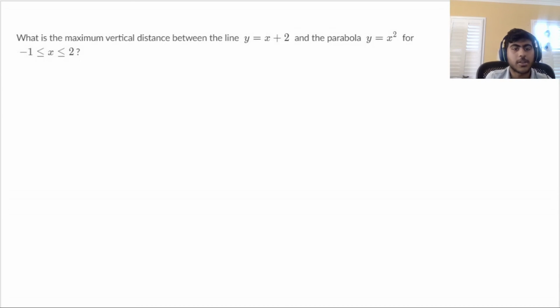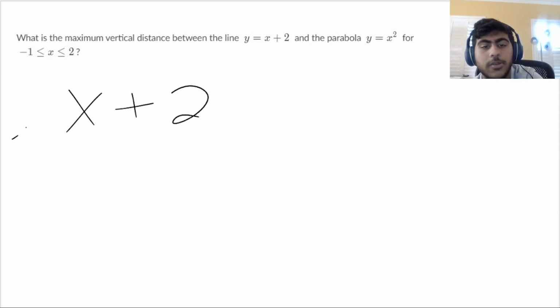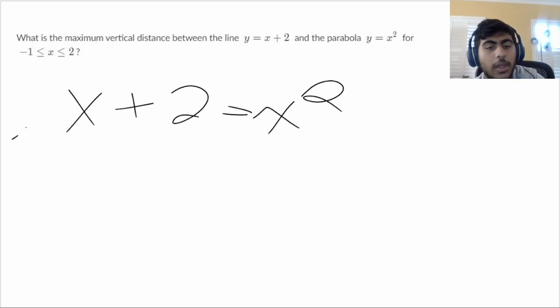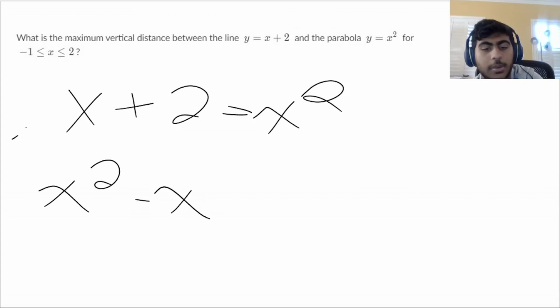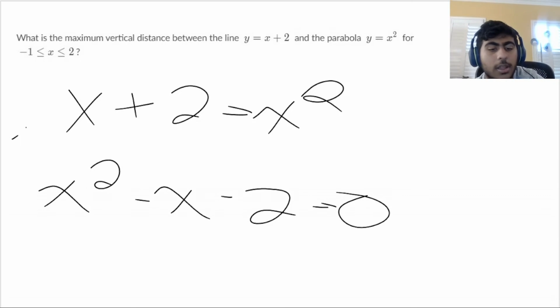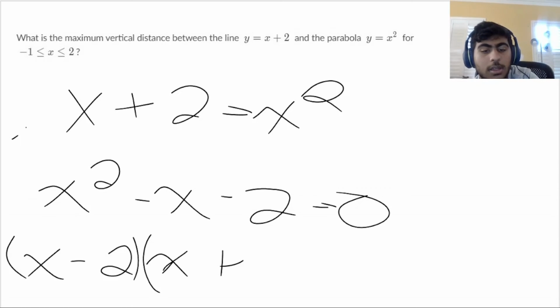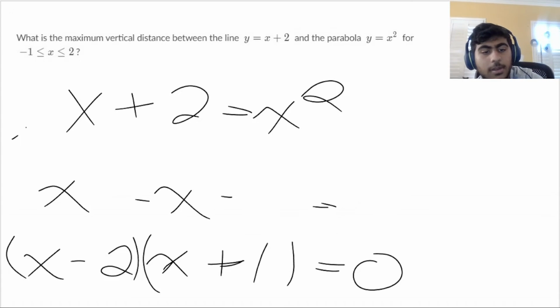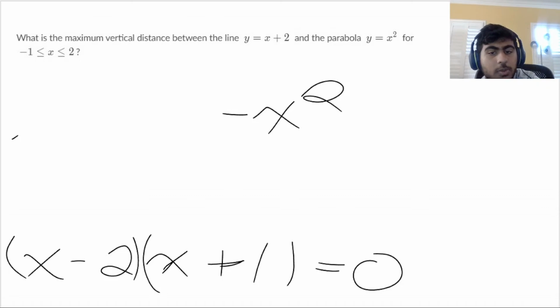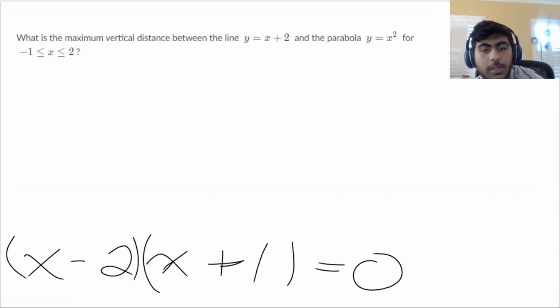What is the maximum vertical distance between the line y equals x plus 2 and the parabola y equals x squared for -1 less than or equal to x less than or equal to 2? So we can essentially set these two equal to each other. X plus 2 equals x squared. And then we do x squared minus x minus 2 equals 0. If you noticed it, then you can factor this, make it a bit more simple. So x minus 2 times x plus 1 is going to equal 0.